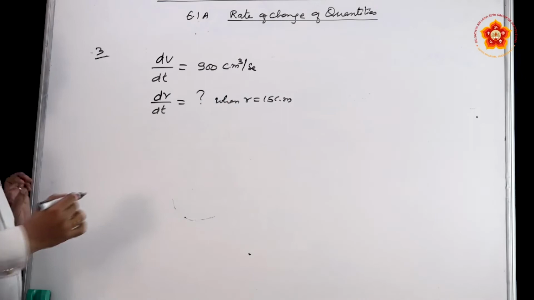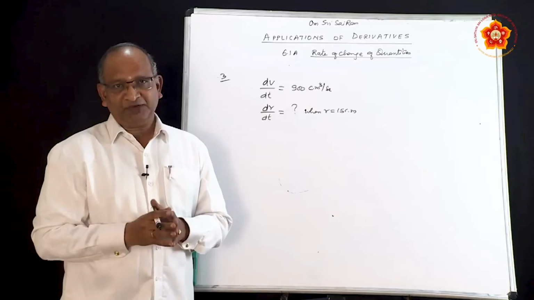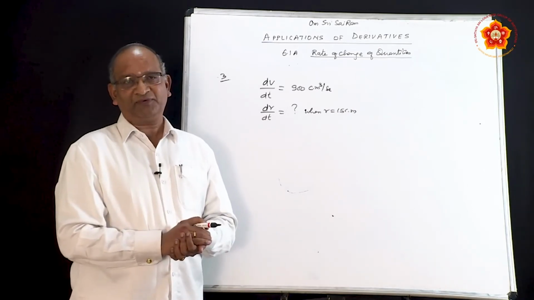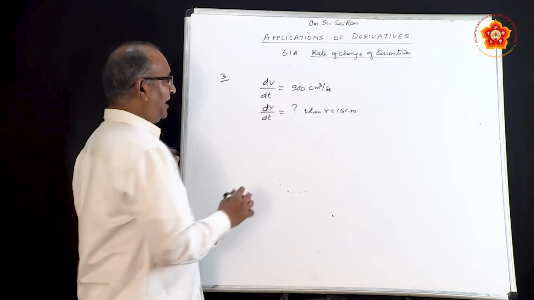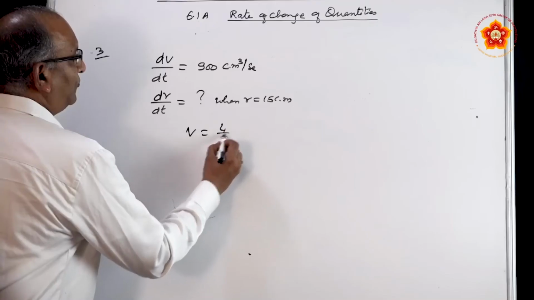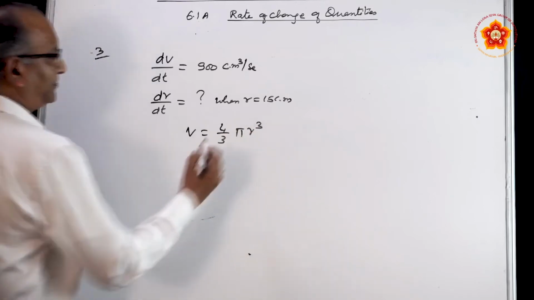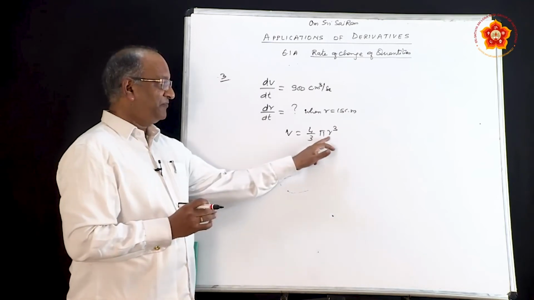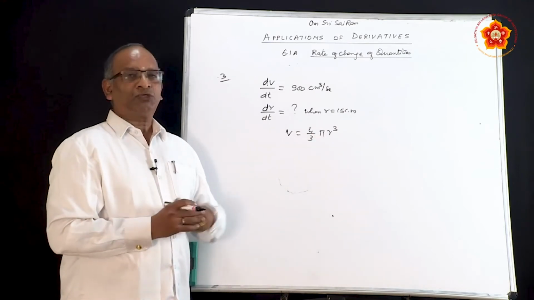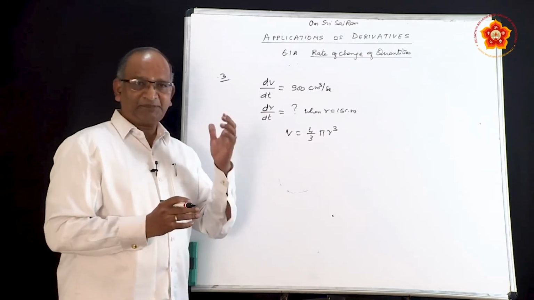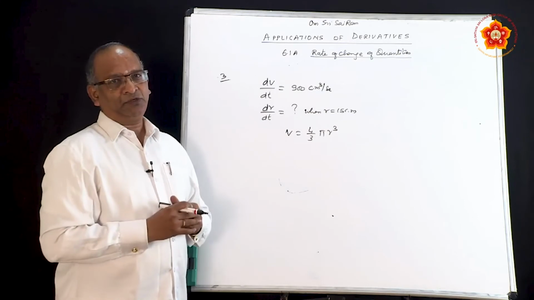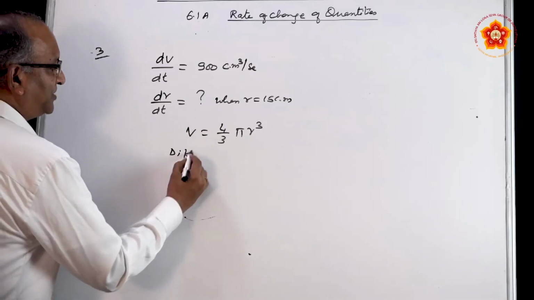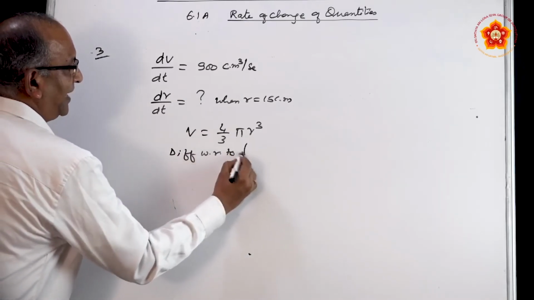So again a very simple formula, but now we will be using the formula for volume of a sphere. How do we write volume of sphere? By using this formula, volume of sphere is equal to 4/3 pi r cube. What is it that we want to find out? Rate of change of radius with respect to time. So the variable is time. With respect to time, we are finding out. So differentiate both sides with respect to time.